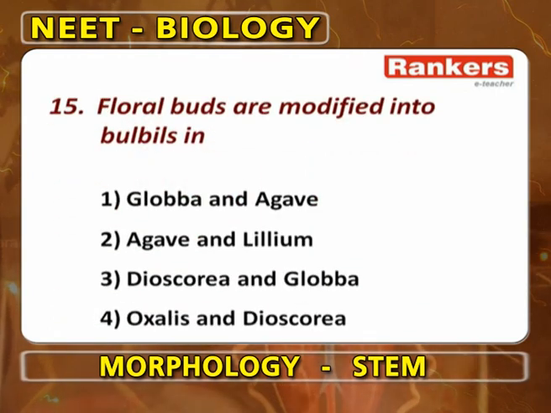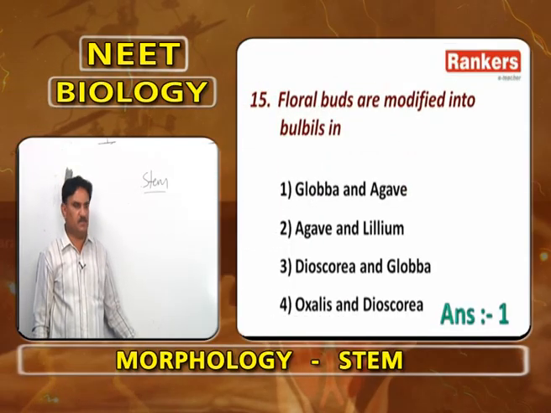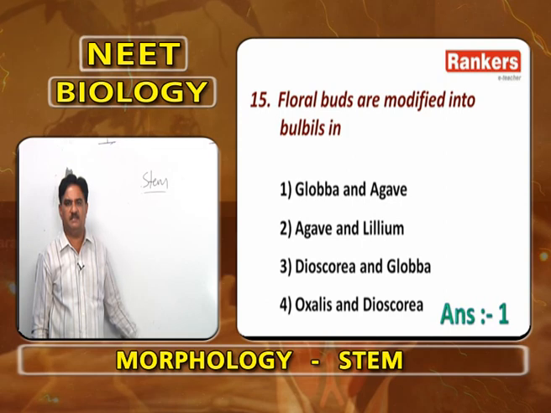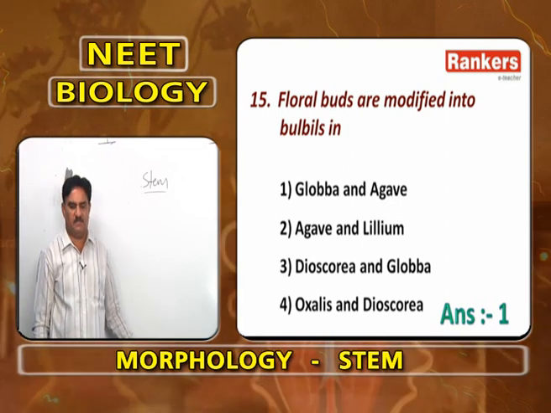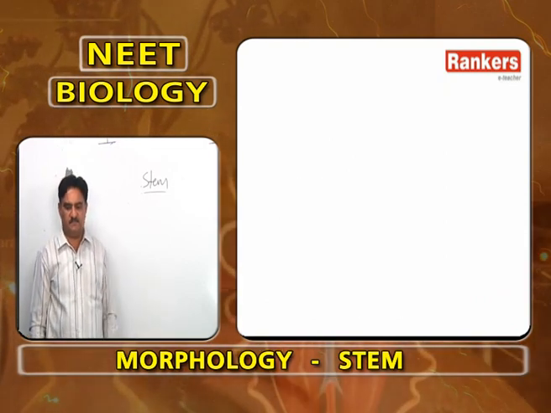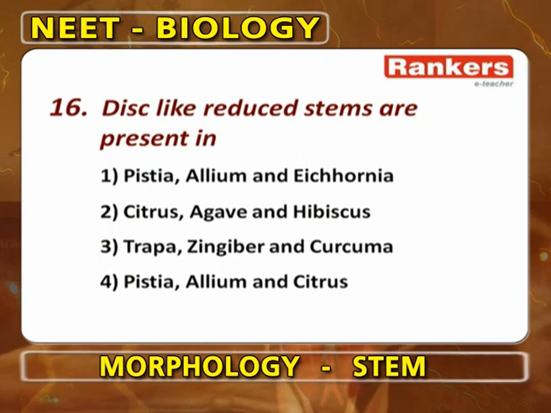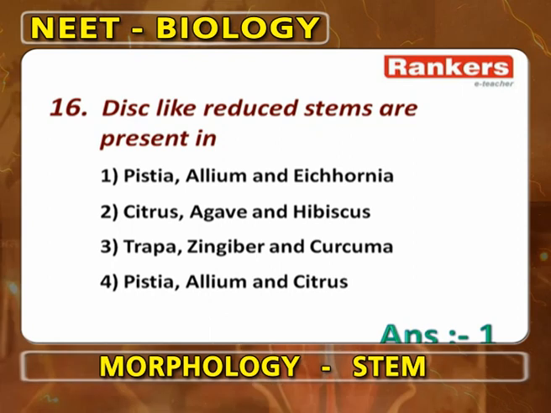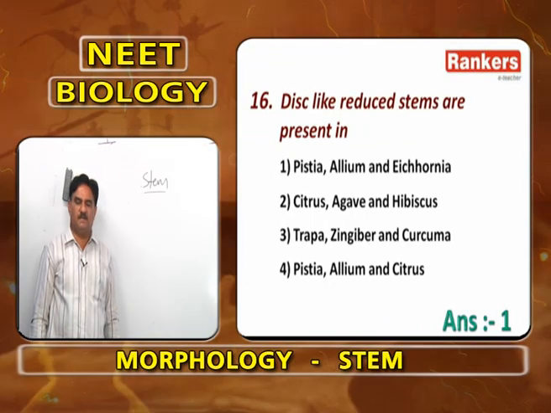Next, floral buds are modified into bulbils. Just now I told, floral bud is in the axils of the bracts. Definitely Agave and Globba, first option. Next, disc-like reduced stems are found in Pistia, Allium, Eichhornia. In Pistia and Eichhornia, offset where disc-like stem is there, and in the case of Allium, bulb disc-like stem will be there.